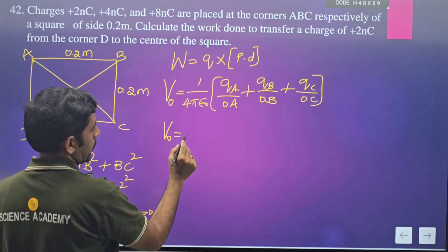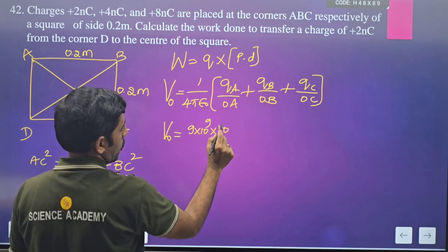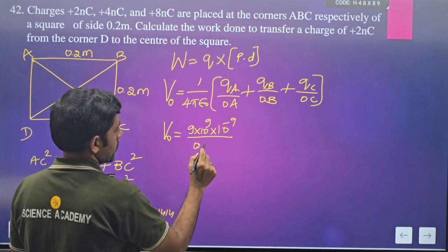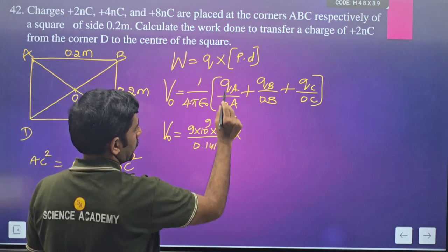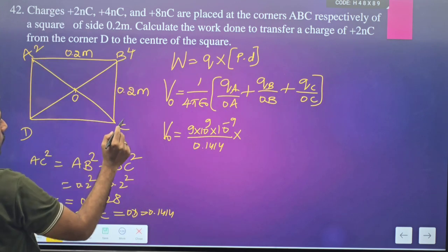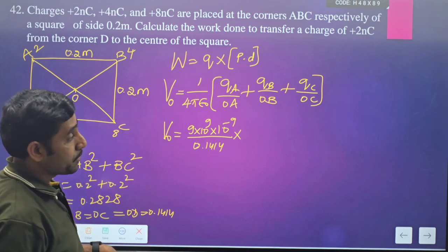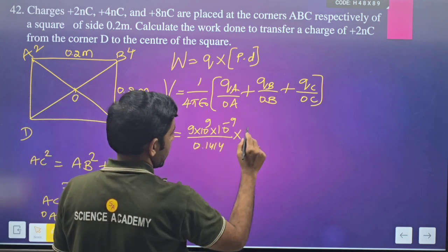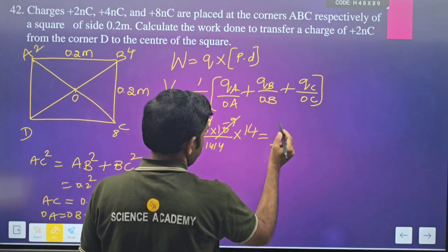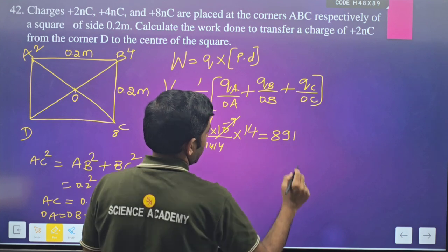Hence, potential at O is 9 into 10 to the power 9 into nanocoulomb. OA, OB, OC are common, so let us take them out. 0.1414, and this is 2 plus 4 plus 8. Here 2 nano, here 4 nano, here 8 nano. All are positive. Okay, you should consider the sign in this chapter. All are positive. 2 plus 4 plus 8, 14. Plus 9 minus 9 get cancelled. So, if you simplify this one, nearly you will get 891 volts.